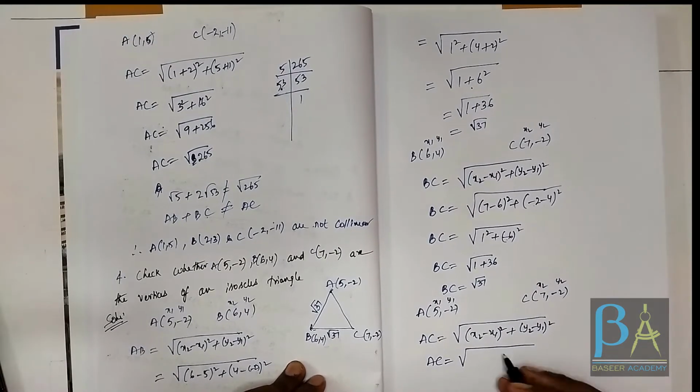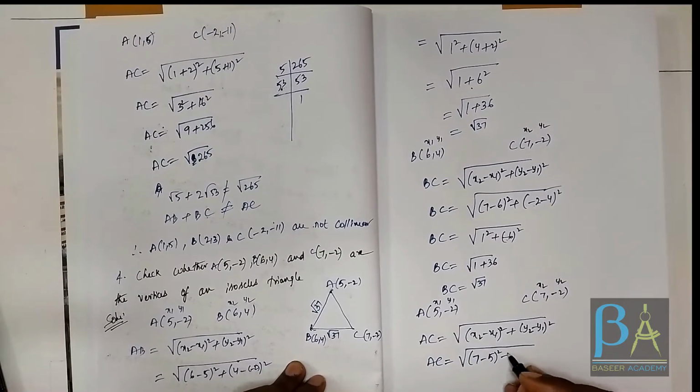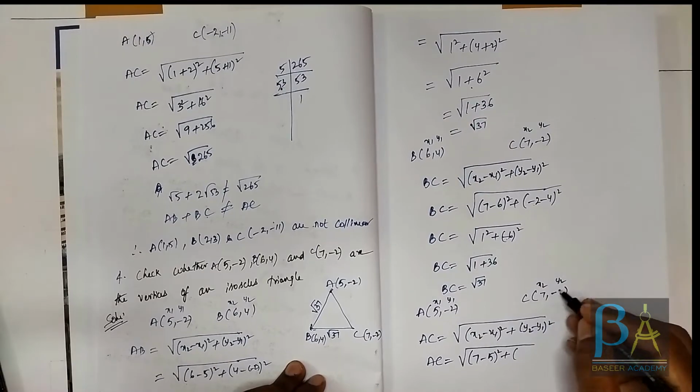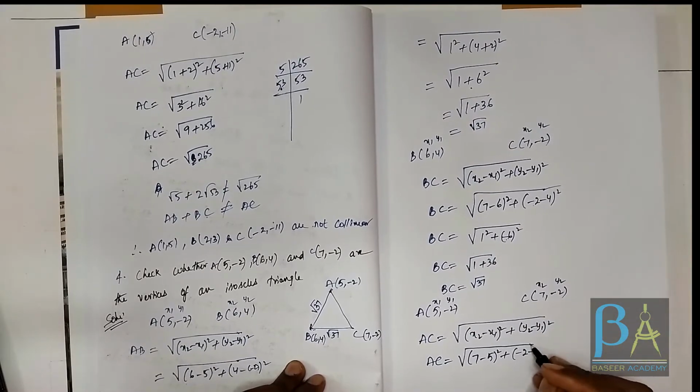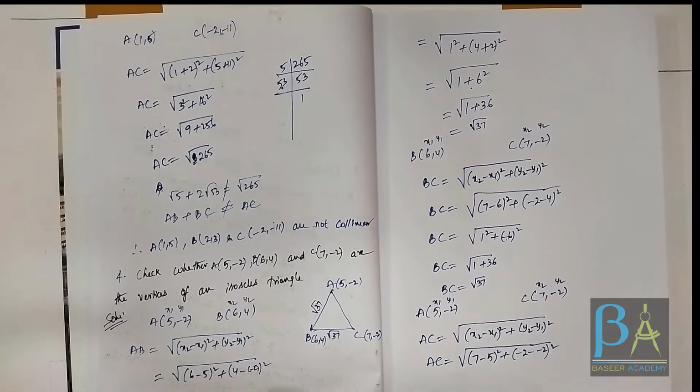In place of x2, I need to write 7. In place of x1, I need to write 5. In place of y2, I need to write -2. And then in place of y1, I need to write -2. I have two negative signs very close to each other, so let me separate them by using a bracket here.